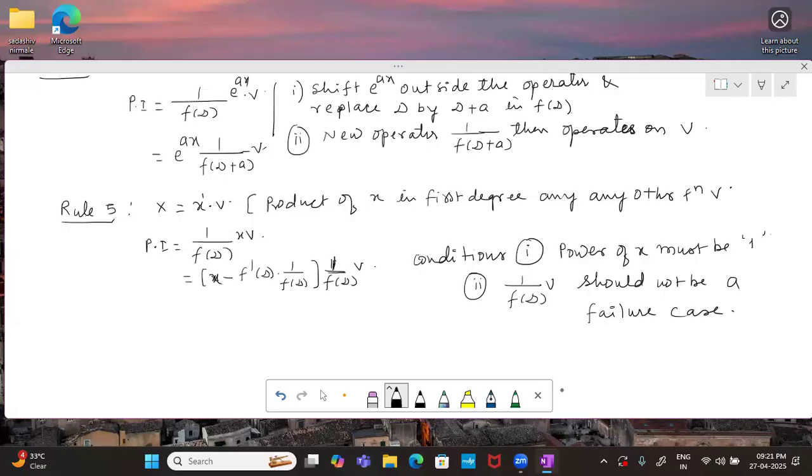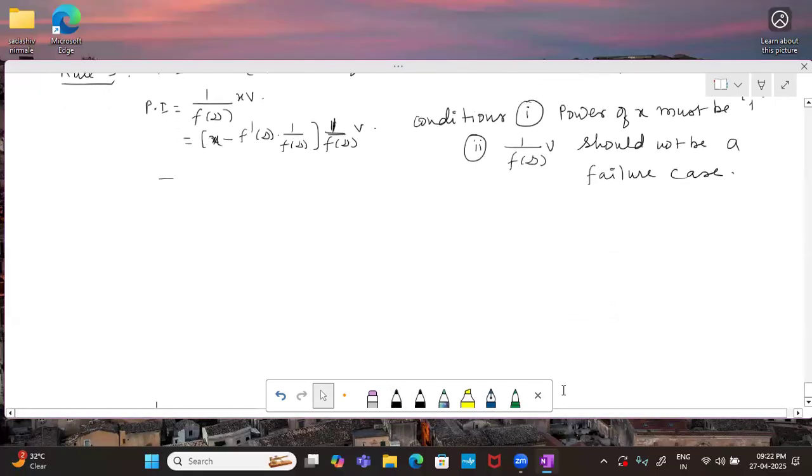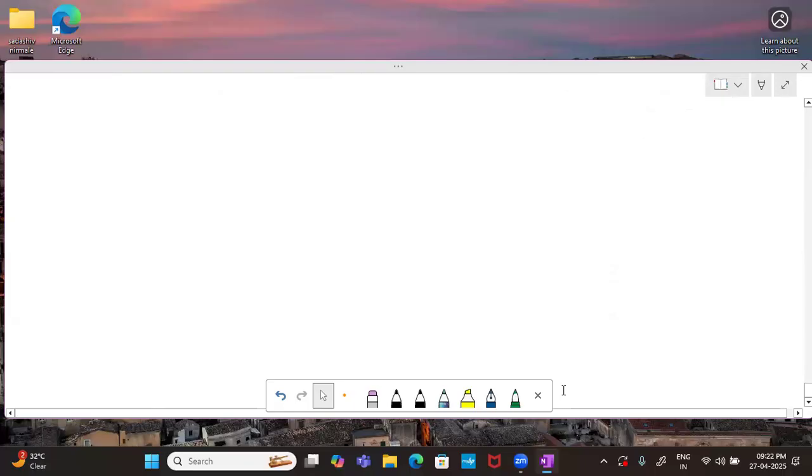Now, these are the 5 rules in the shortcut method. So just remember the rules and how to apply them. And if we cannot find the PI by the shortcut method, or the given function does not belong to the shortcut one, then we have to use the general method, and that is the second one, the general method.